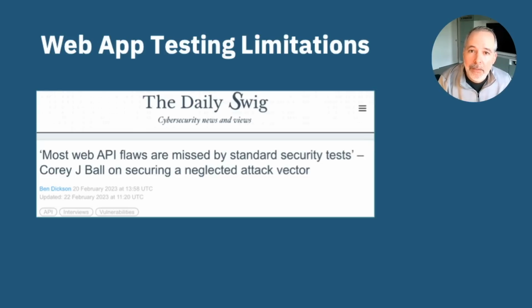Most web API flaws are missed by standard security tests. And that's right? If you're running a Nessus scan for your web apps, for example, that's great, but don't think that you're covered for all of your APIs. APIs require a deeper level of customized testing.